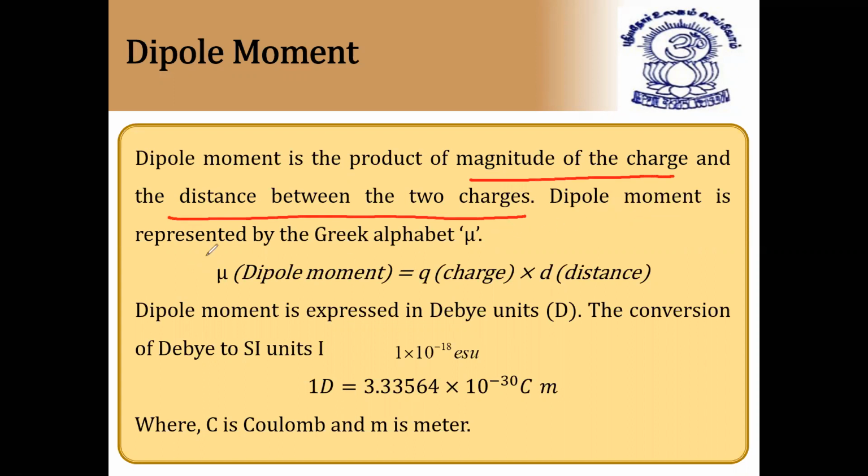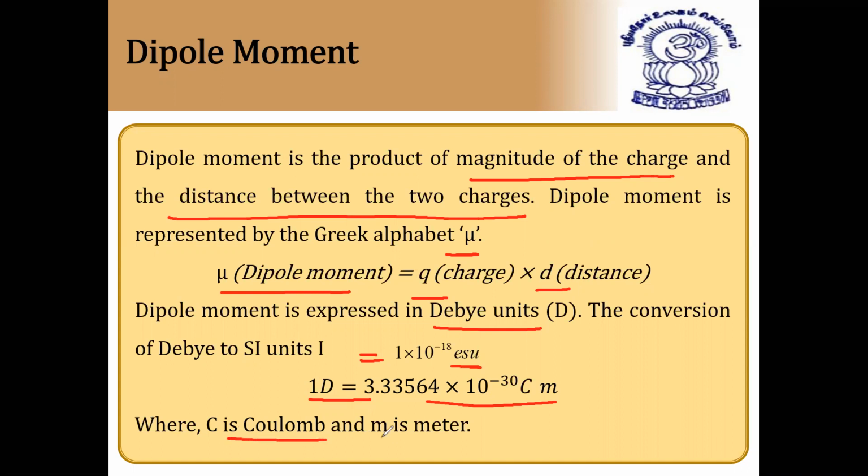Dipole moment is denoted by the Greek letter mu. So mu is equal to q into d, where q is the charge, partial positive and partial negative, and d is the distance. Dipole moment is expressed in debye. 1 debye is equal to 1 into 10 to the power minus 18 ESU, and 1 debye is also equal to 3.3356 into 10 to the power minus 30 coulomb meter.